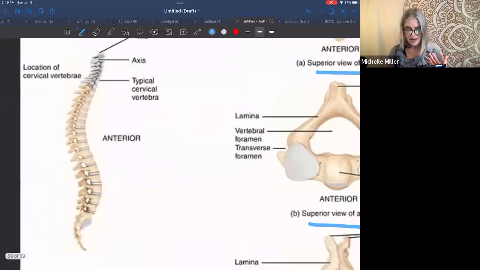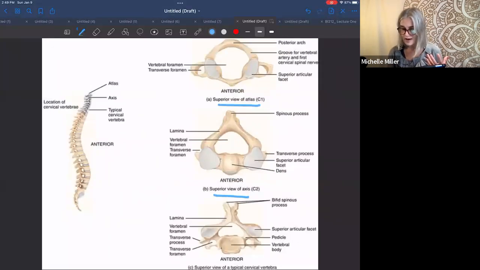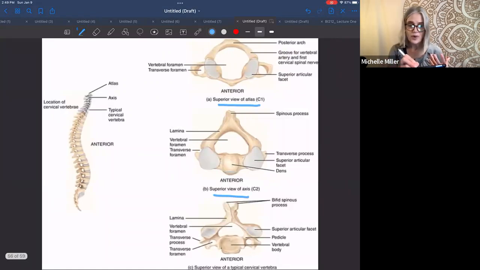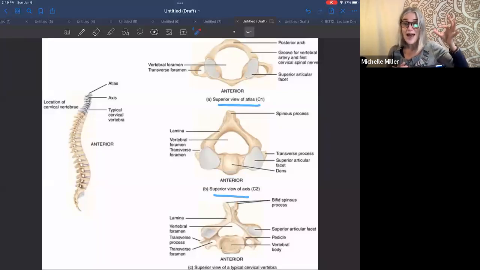When we look at cervical vertebrae and other vertebrae, you'll notice that there is a vertebral foramen. So this is the hole in the middle of the vertebrae. What does that do? That actually allows for the spinal cord to travel through that space, and that is protected by the vertebral arch.